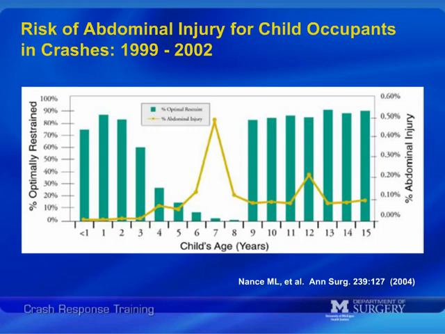And once they get up to about 9 or 10, they fit a little bit better, although not optimally, into the adult belt systems. It's this age 4 to age 8 or 9 region where the body build of these children is particularly ill-suited to the design of seats and seat belts.